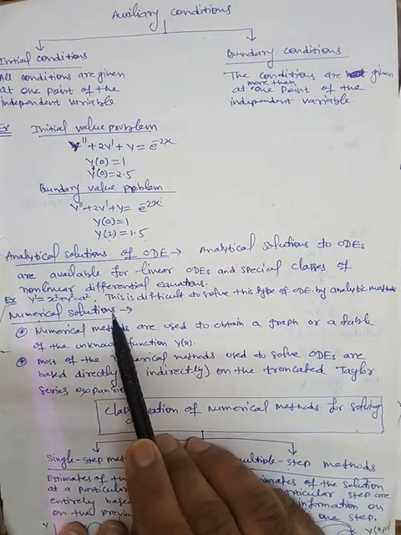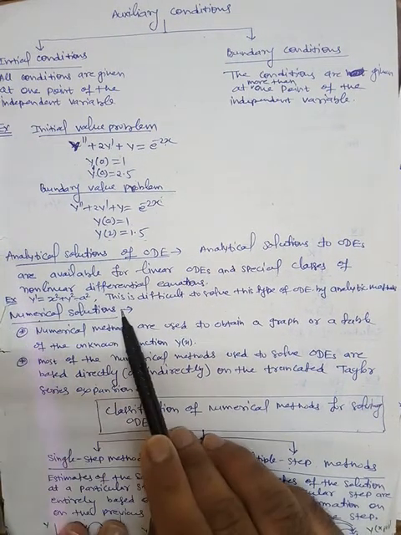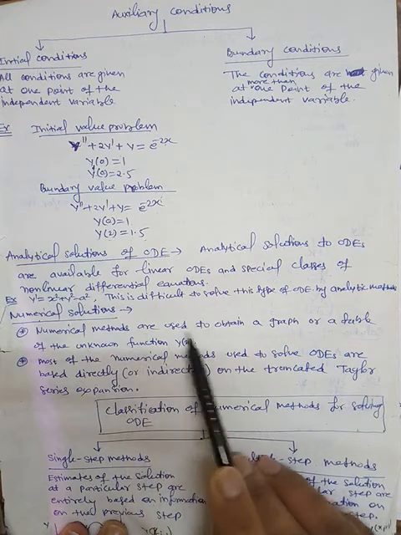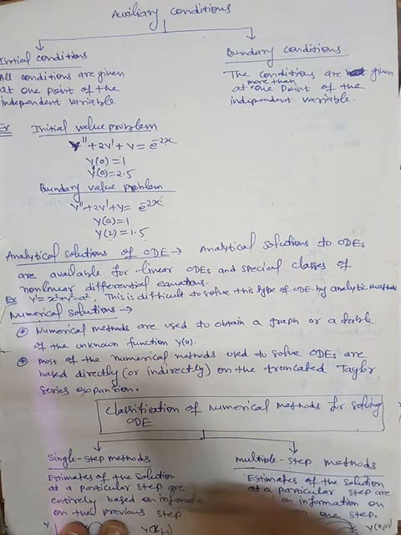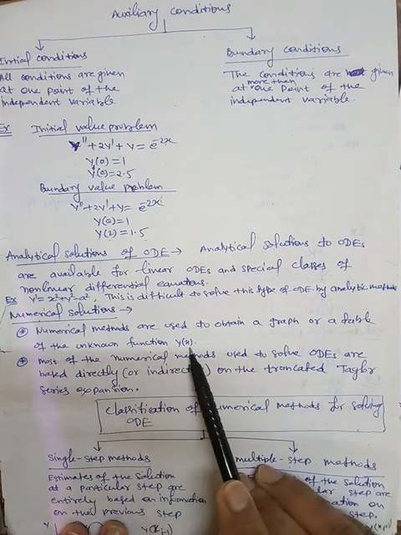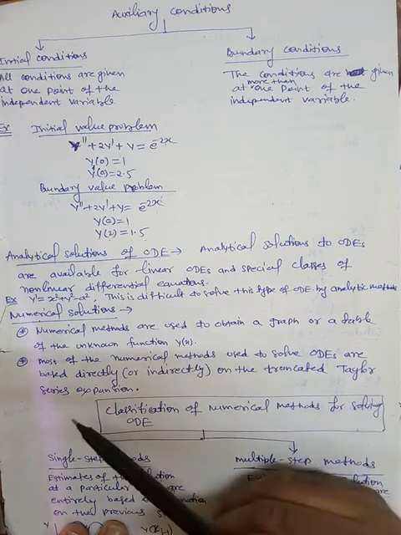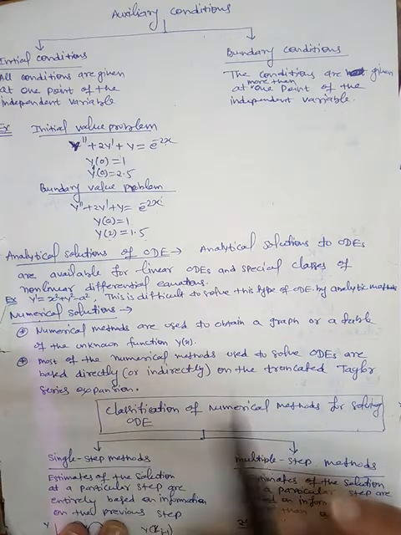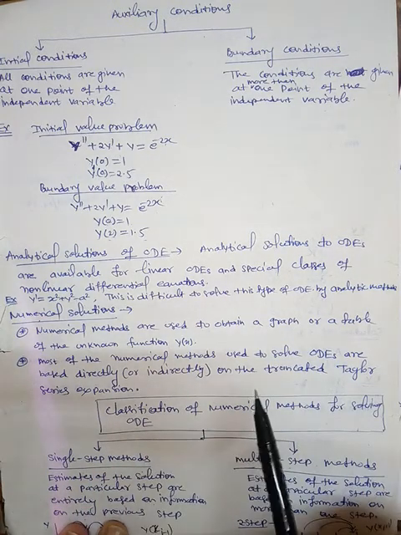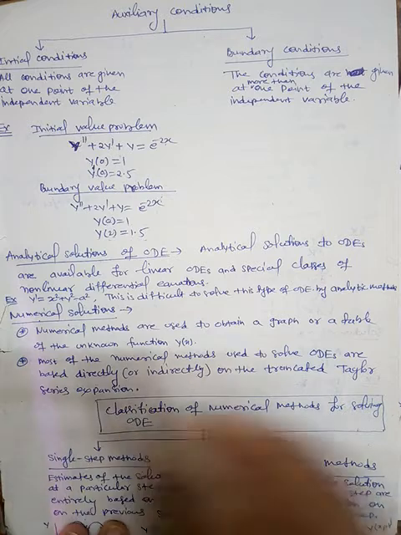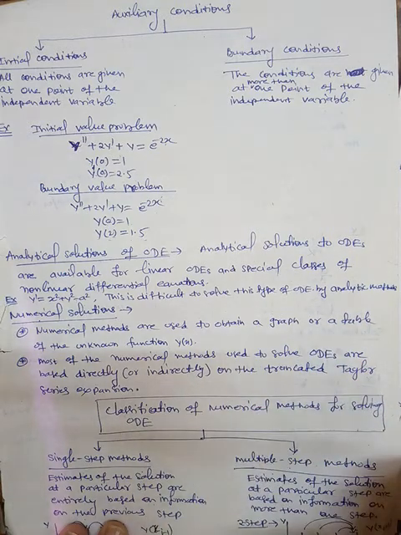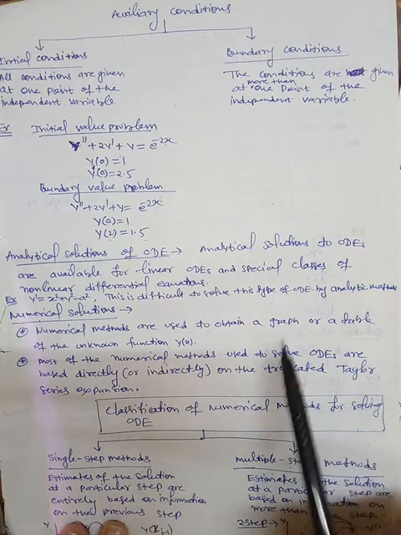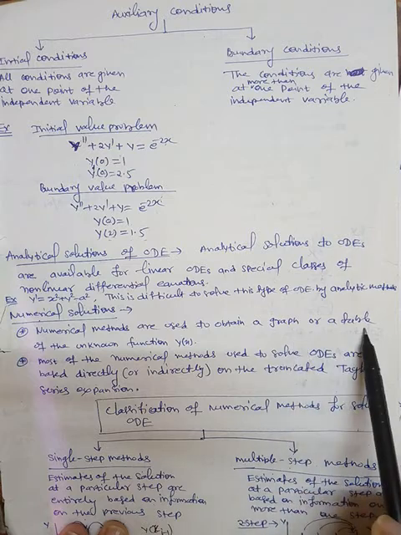So the first term is the numerical solution. Numerical methods are used to obtain a graph or a table of the unknown function y(x). Here we will get the solution in terms of data, either in terms of a graph if you plot it, or in terms of a table if you are not interested in the graph.